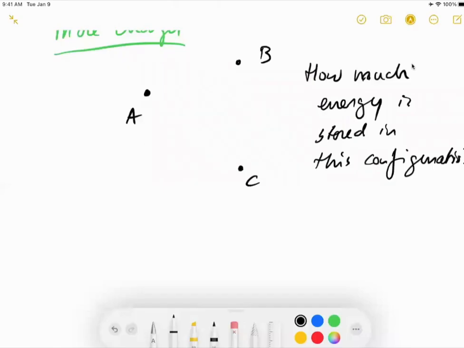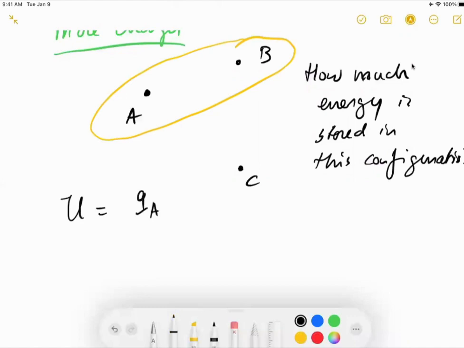Well, let's be systematic about this. What we could do is start with the configuration where we have only A and B together, and then we know that the energy is this over R A B. Then we can ask, okay, what happens to the energy if we add that third charge C to it? Well, we need to consider the interaction between B and C. That's going to cause the potential to change, as well as the interaction with A and C.